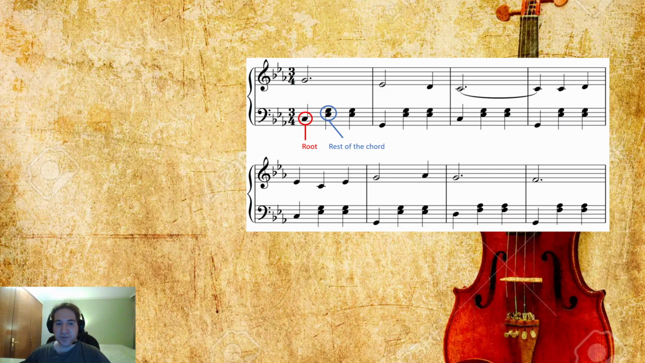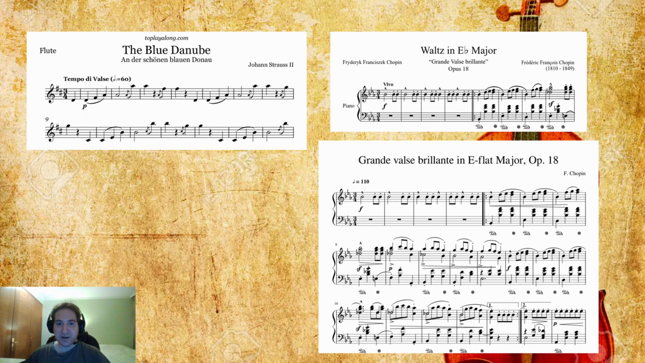On the first beat, only the lowest note of the chord is played. This note is the one upon which the chord is constructed, and is called the root of the chord. On the second and third beats, the whole chord other than the root is played. This creates a very clear 1-2-3 pattern that repeats itself throughout the piece. This is the basic structure of any waltz.